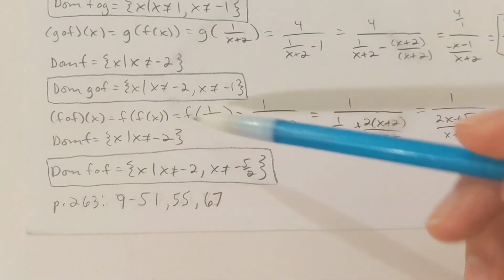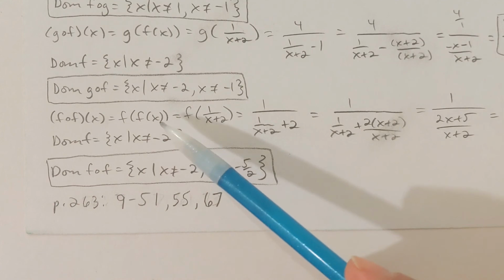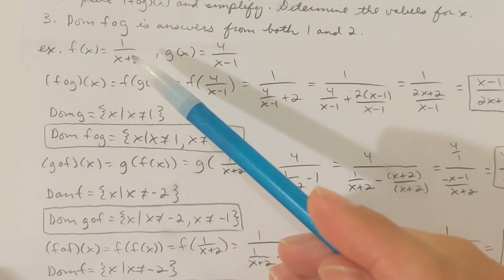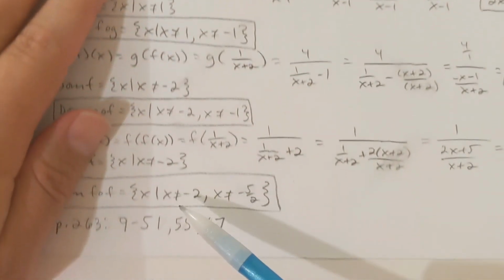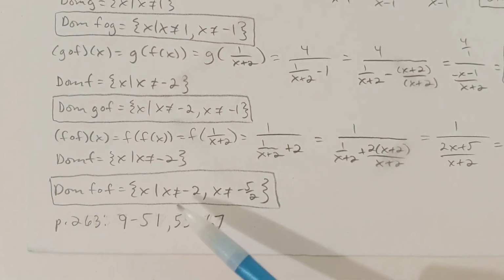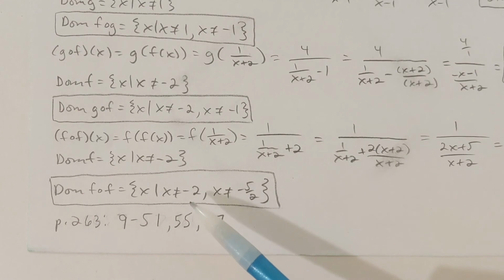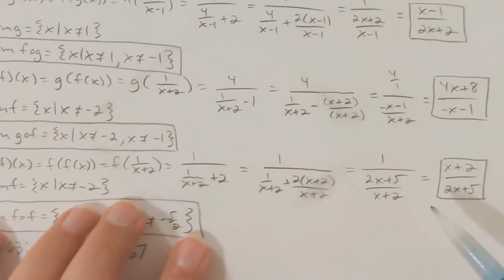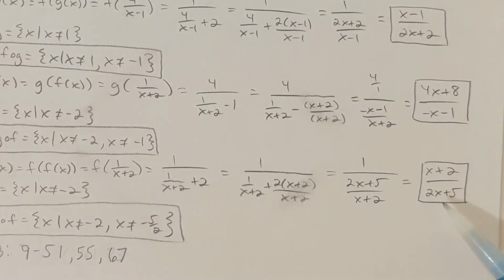Now the domain of f is the only thing that I'm working with here. The domain of f is all real numbers except for negative 2. Okay, so the domain of f composed f will be all real numbers except for negative 2, and what I've got circled here, x can't be negative 5 halves.